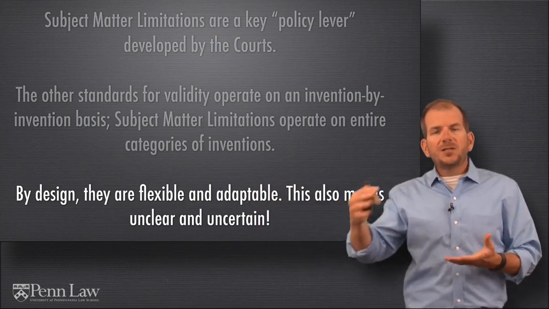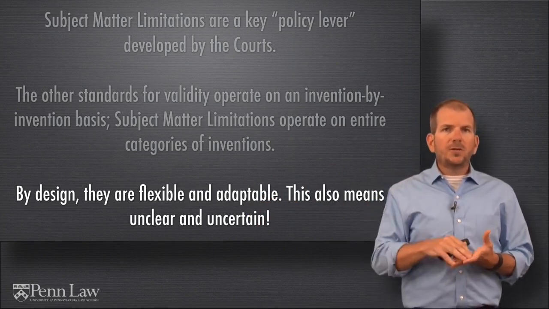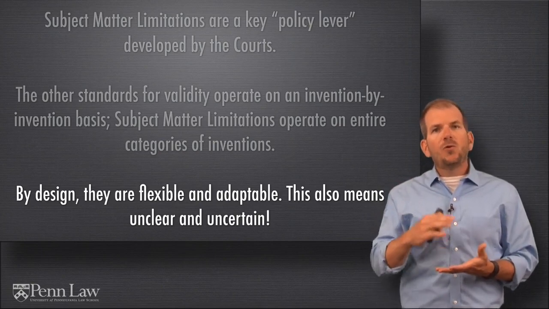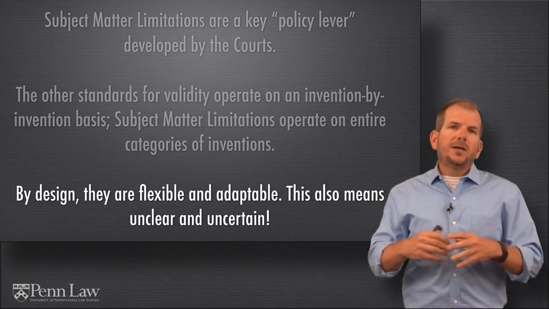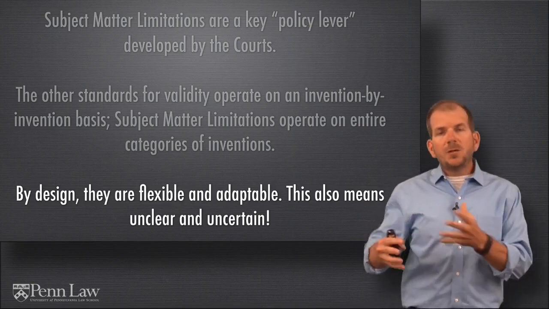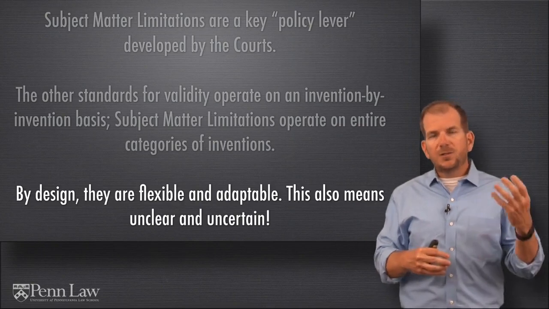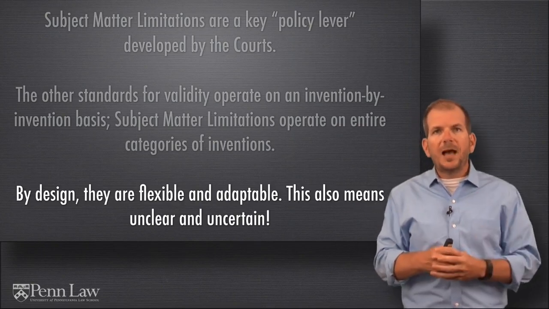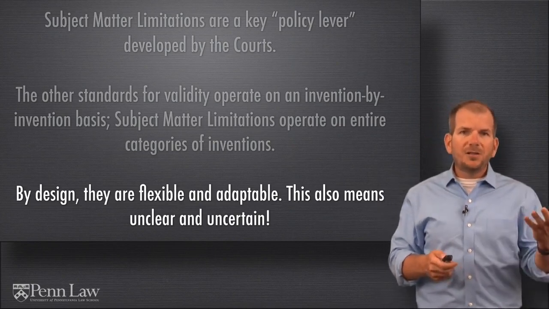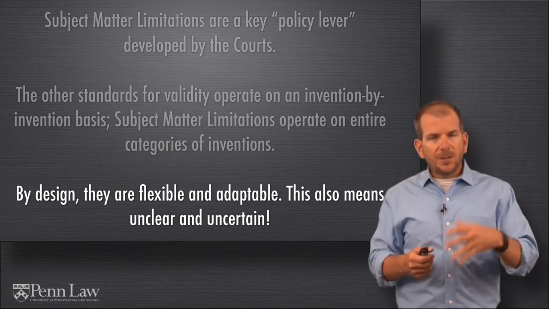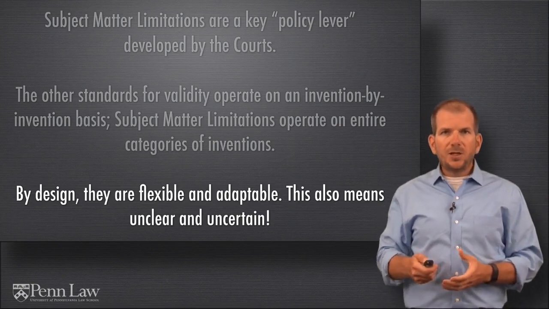And for that reason, this is probably the area of patent law where the courts, in particular the Supreme Court, has struggled more than any other to develop clear, concise, consistent rules. And part of that is just the very nature of the way these rules work, is that they are supposed to be flexible, they're supposed to be adaptable. Flexible and adaptable can also, in many cases, mean unclear and uncertain and subject to lots of controversy, and the subject matter requirements are certainly no exception to that.